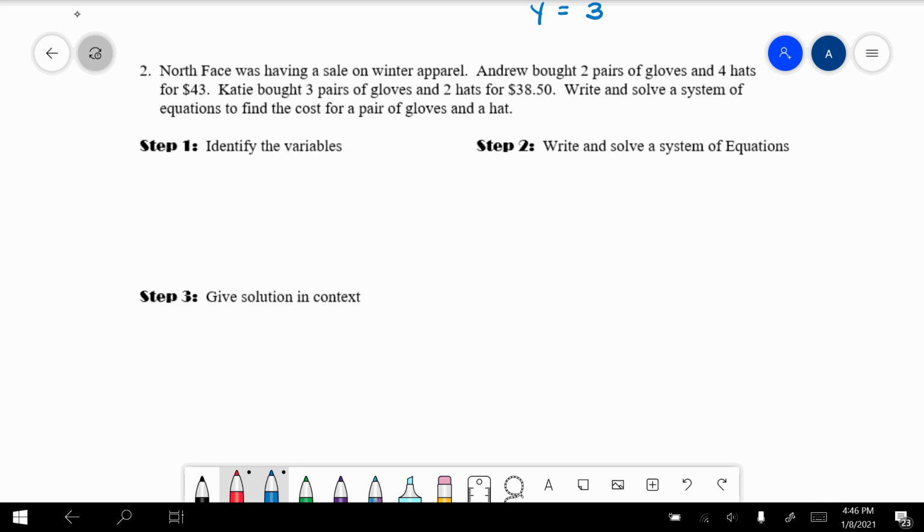Again, when you read it for the first time, please do not think you're going to know exactly what to do. The whole purpose of reading it is to figure out what the problem is about and what my variables are.